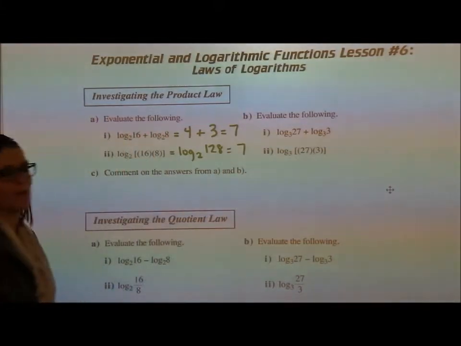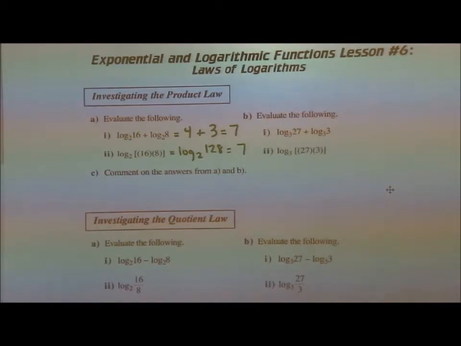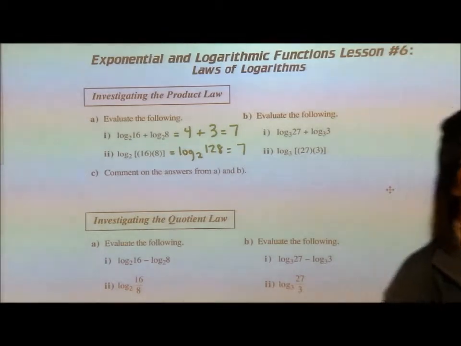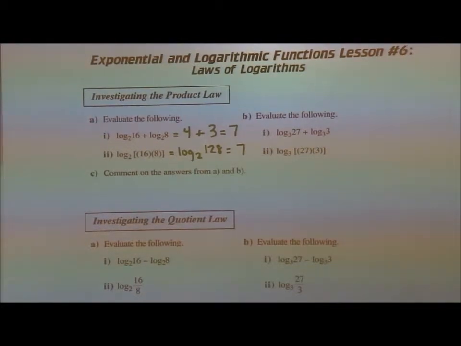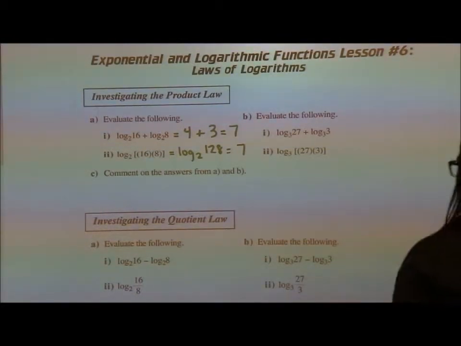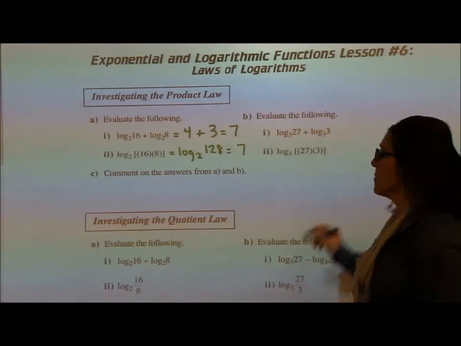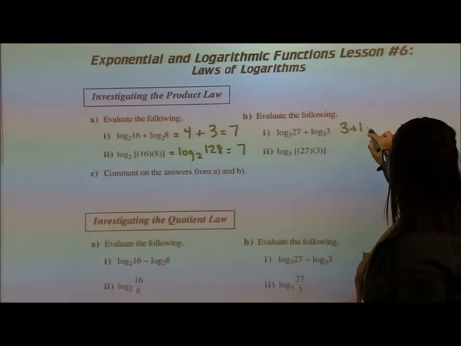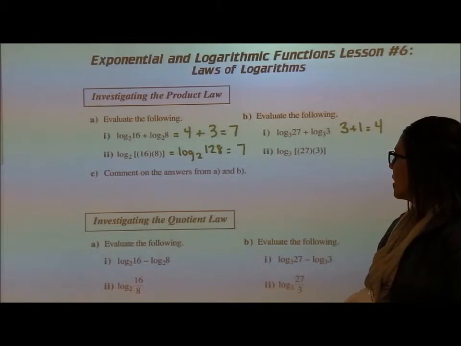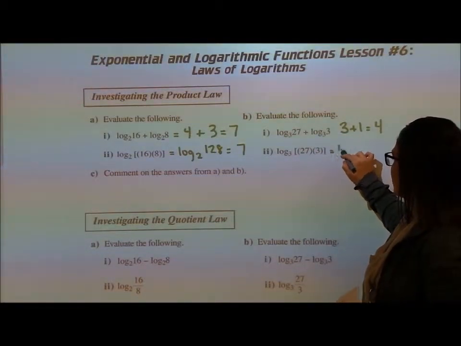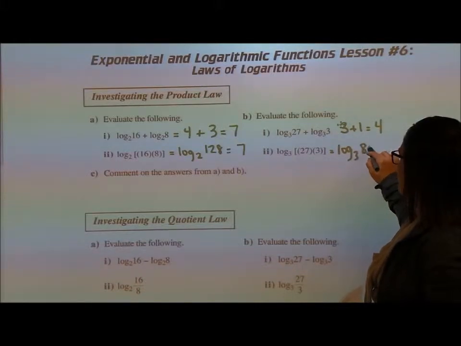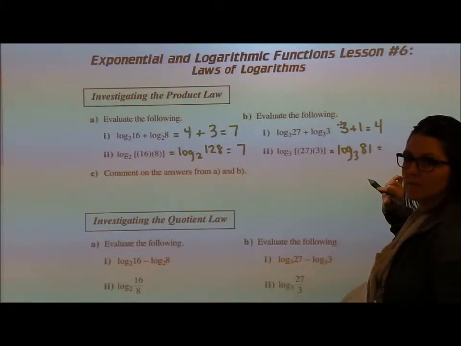So I want you to do the same thing for B. Evaluate log base 3 of 27 plus log base 3 of 3, and then log base 3 of 27 times 3. Okay, so what's log base 3 of 27? 3. And log base 3 of 3? 1. So the sum ends up being 4. And 27 times 3? 81.